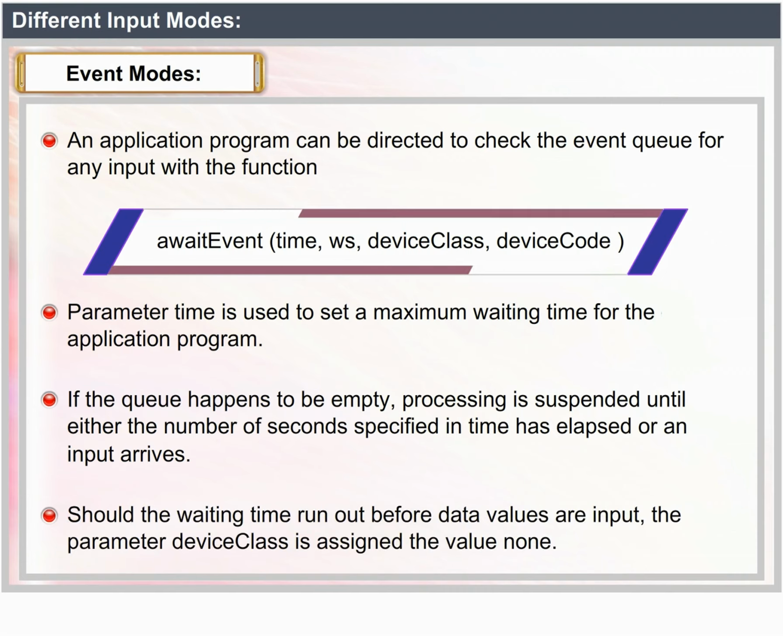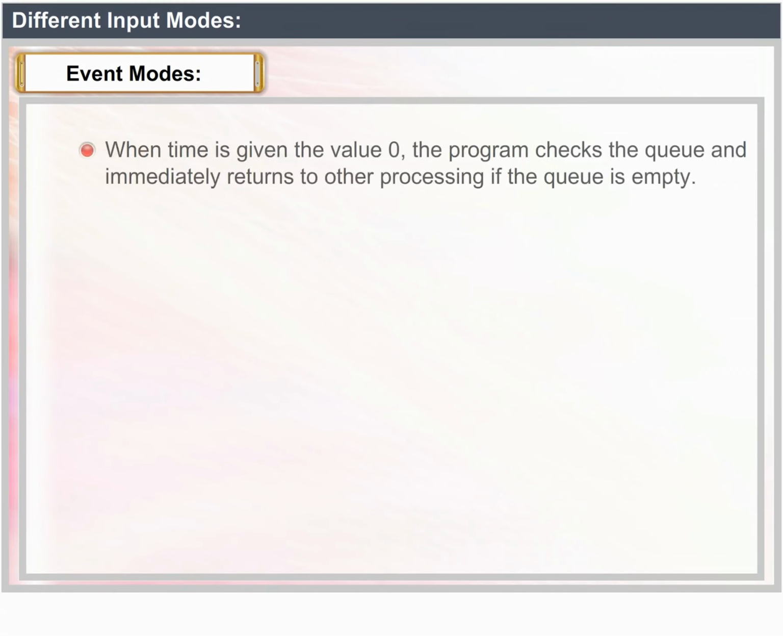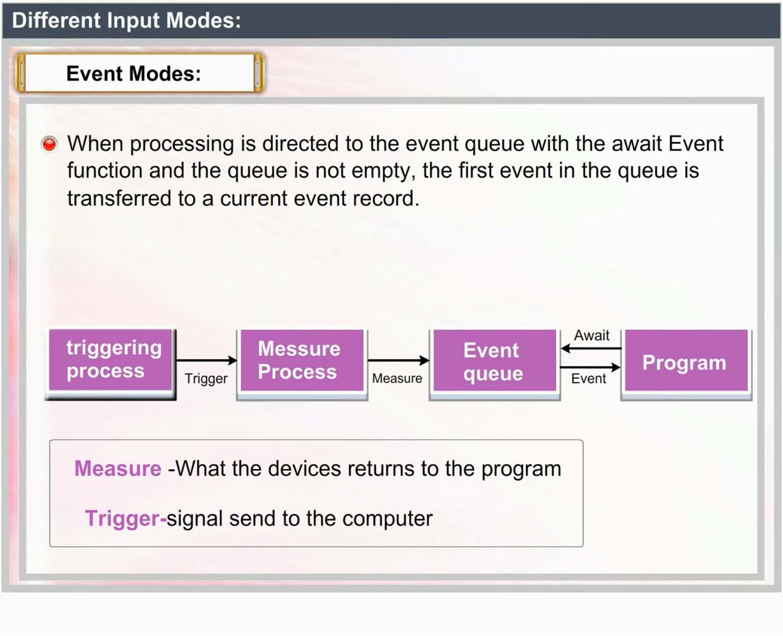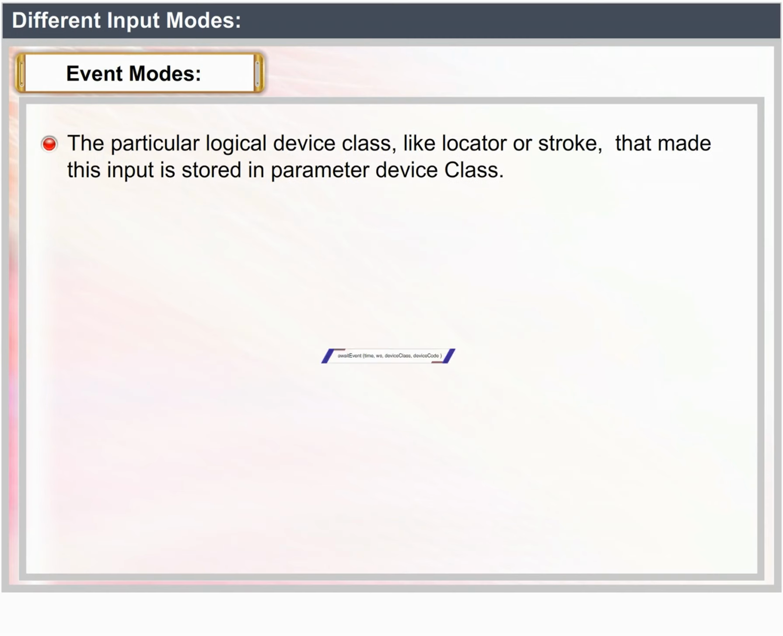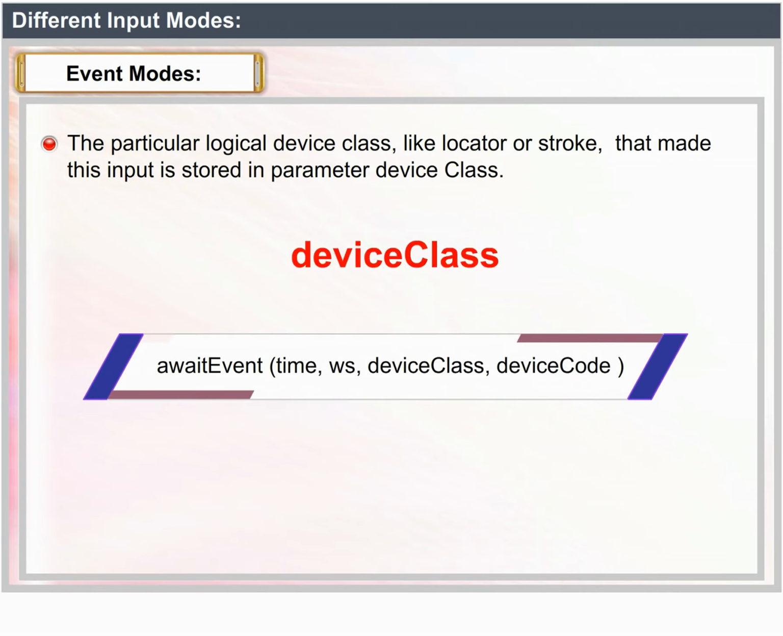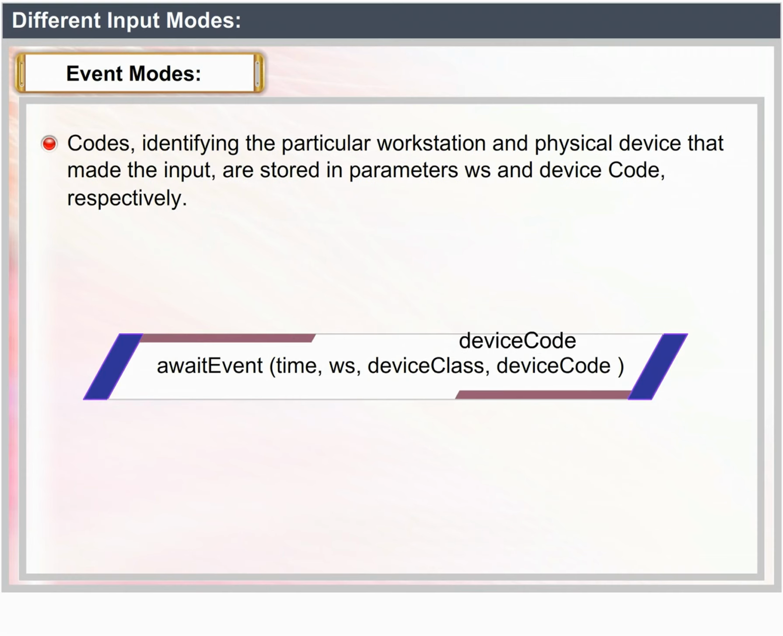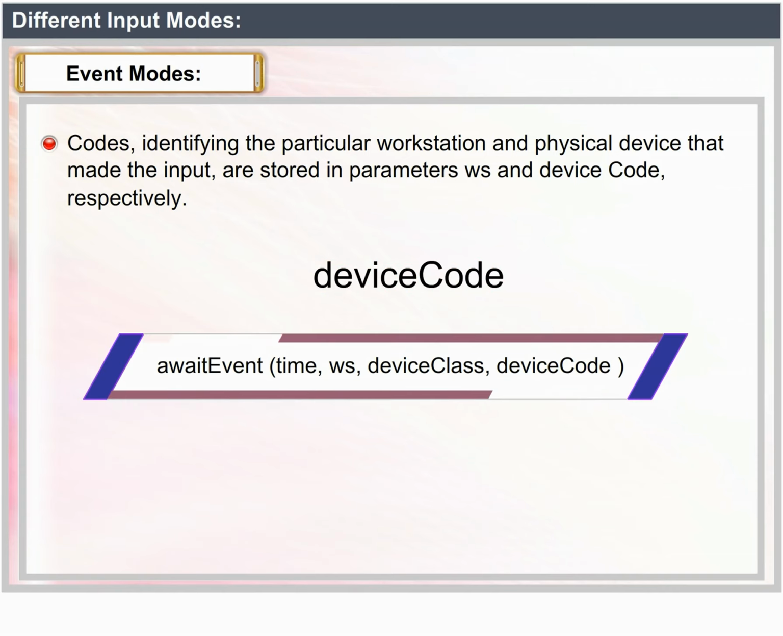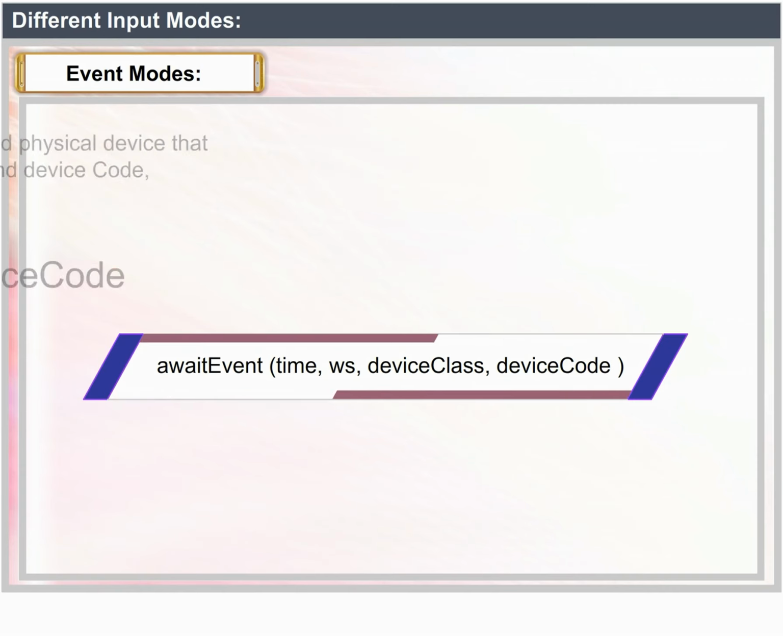When time is given the value 0, the program checks the queue and immediately returns to other processing if the queue is empty. If processing is directed to the event queue with the await event function and the queue is not empty, the first event in the queue is transferred to a current event record. The particular logical device class, such as locator or stroke, that made this input is stored in parameter device class. Codes identifying the particular workstation and physical device that made the input are stored in parameters WS and device code respectively. To retrieve a data input from the current event record, an event mode input function is used.